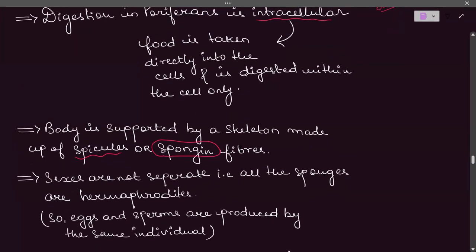Now, the body is supported by a skeleton made up of spicules or spongin fibers. Just like how our skeleton has bones in it, which are made up of calcium, their skeleton has spicules in it, which are made up of spongin fibers.